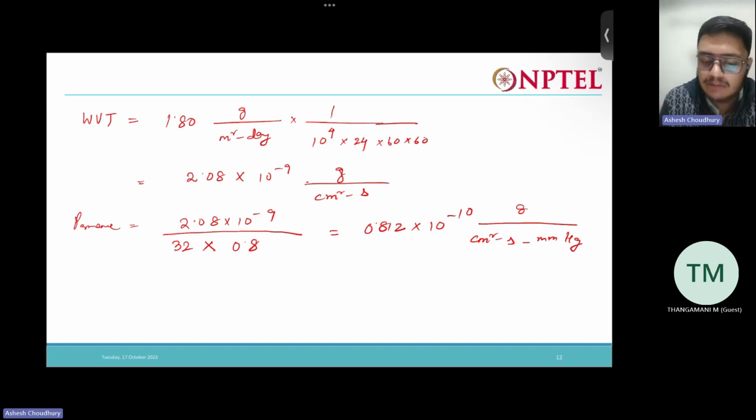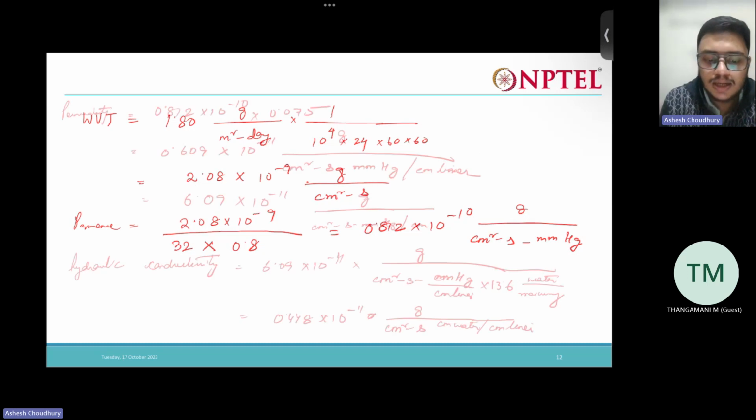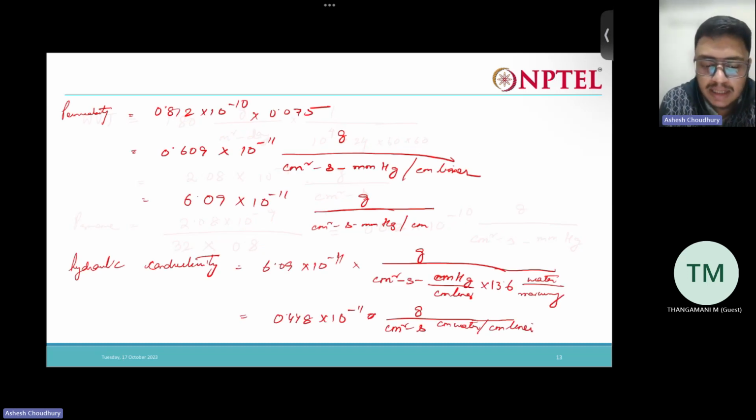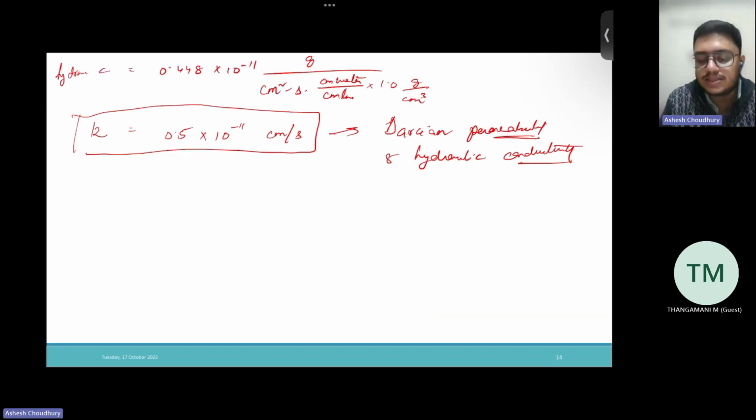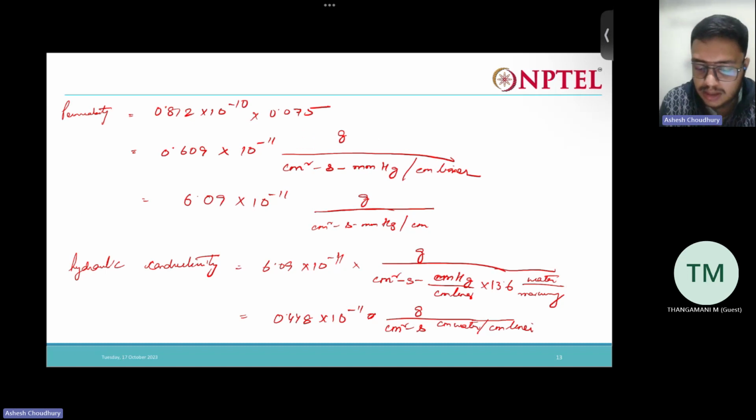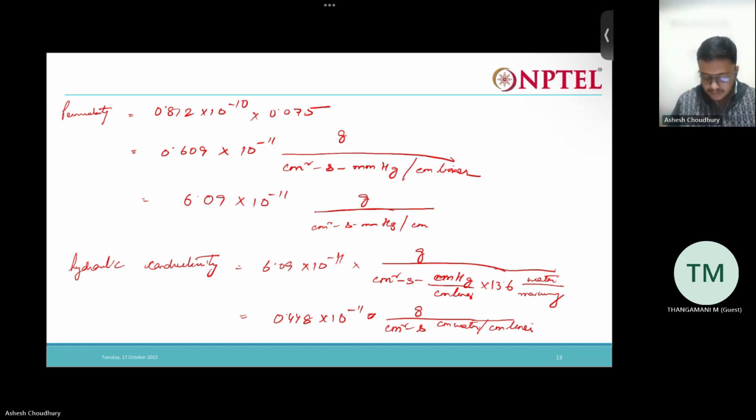See, up to this gram cm square per second, then we have gram cm square per second per mmHg. This mmHg then we multiplied by length, so per cm thickness of liner. Then this mmHg is converted to cmHg, and this cmHg is then converted into water pressure. You know the conversion between mercury and water is 13.6. So finally, we multiply by the density of water in the denominator, and we get this Darcian permeability or hydraulic permeability.